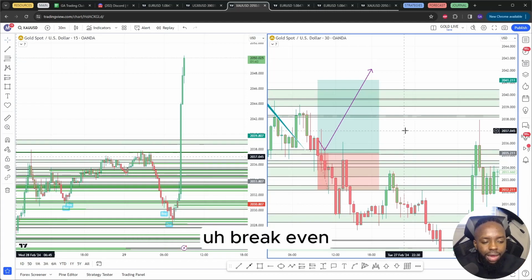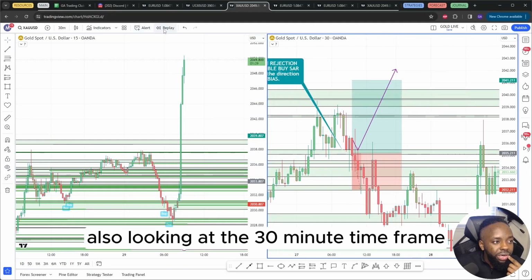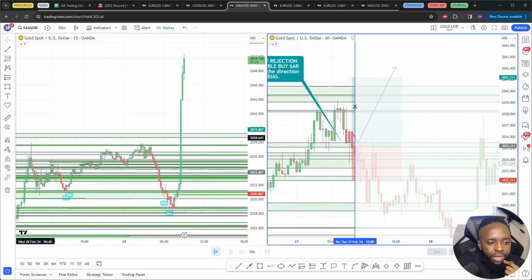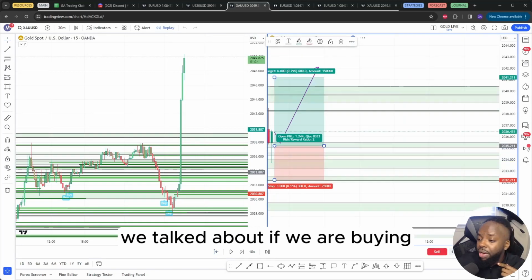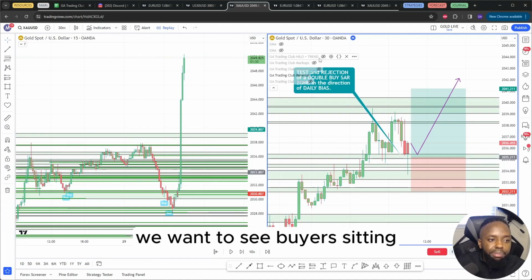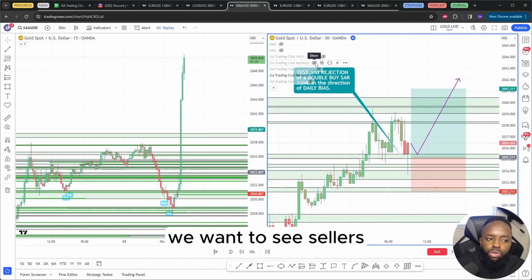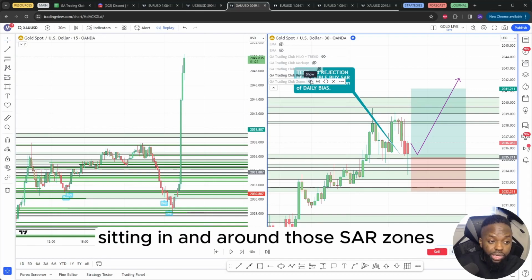It did give us enough push to give us that 1:1 risk to reward so that we can set break even. So looking back here at the 30-minute time frame, remember, even in my previous analysis, we talked about if we are buying, when we turn on the zones indicator, we want to see buyers sitting in and around where we want to buy. If we're selling, we want to see sellers sitting in and around those SAR zones.